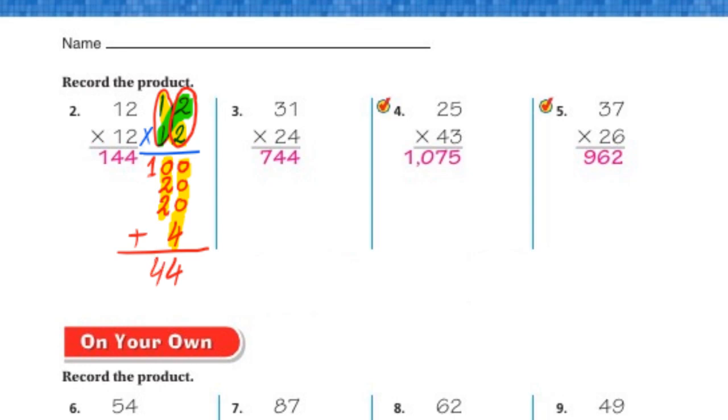And 1 and 1 go down. So our answer here is 144. It's very simple, right, Muhammad? Yes. Thank you very much, my dear.